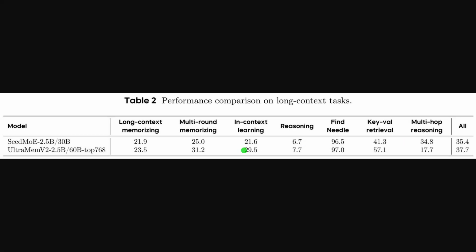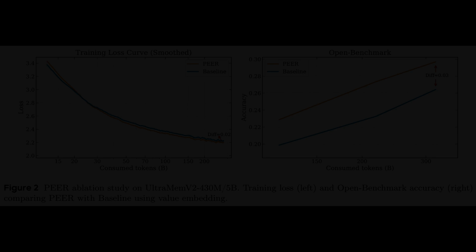So Table 2 focuses on long context evaluations and highlights where the memory layers shine. The table reports clear gains for UltraMemV2 over SeedMOE on long context memorizing, multi-round memorizing, and in-context learning, which matter because they stress persistent recall. Fine needle also ticks up slightly, while key value retrieval jumps strongly. Multi-hop reasoning drops, so the average still improves, but with that trade-off noted.